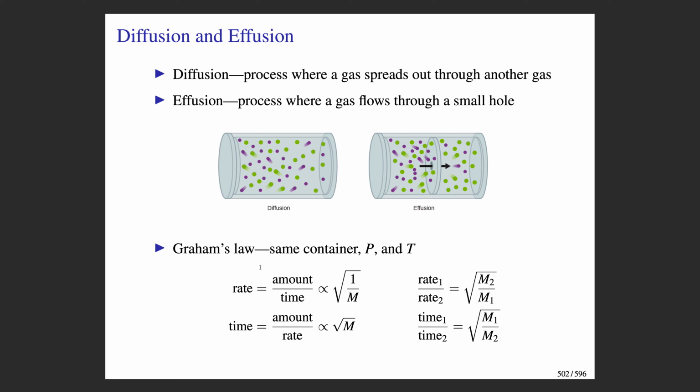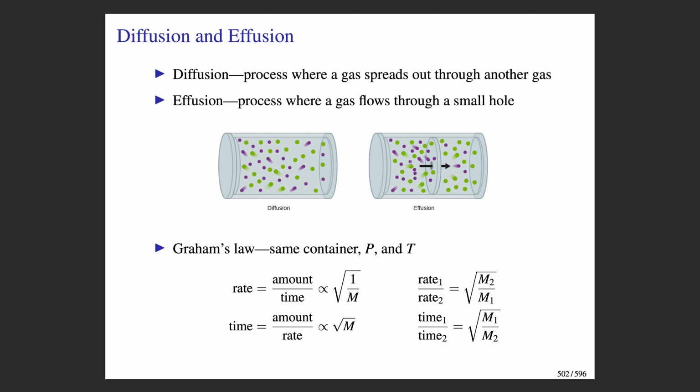You can also rearrange this equation and solve for the time that it takes for a gas to diffuse or effuse through a pinhole. So rearranging the equation, you can write the time that it takes as the amount of gas divided by the rate. And what you'll find is that is proportional to the square root of the molar mass. So the smaller the molar mass of the gas, the shorter amount of time that it takes for the gas to effuse.